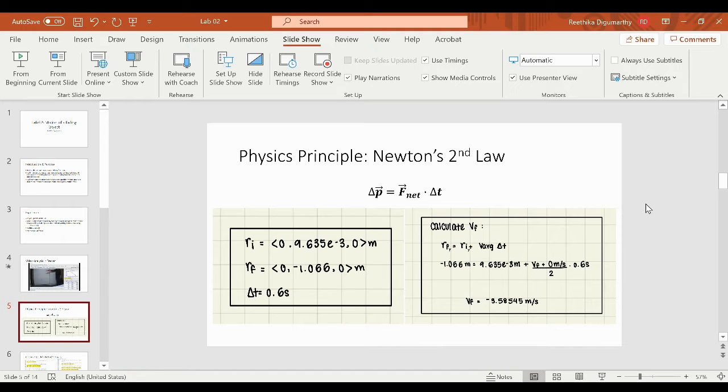Newton's second law states that the change in momentum is equal to the net force times delta t, and change in momentum equals mass times change in velocity. From there I was able to get to this position update formula here. Because the net force on this object, which I am considering as drag force and gravitational force, is only in the y direction, I only considered the y positions. So I have the final position vector equal to the initial position vector plus average velocity times delta t, and I calculated that to be negative 3.58545 meters per second for the final velocity.